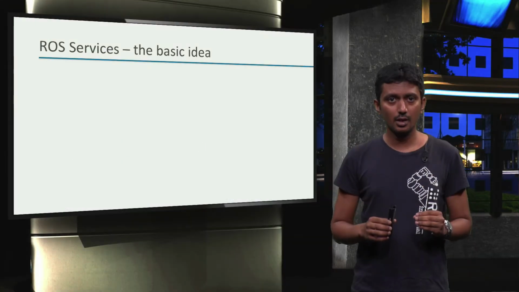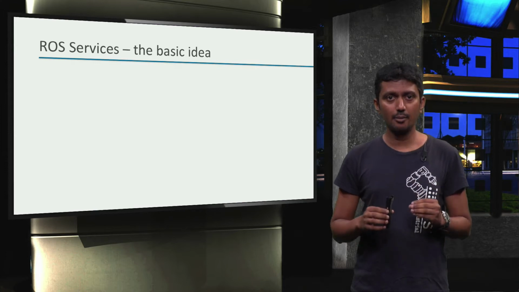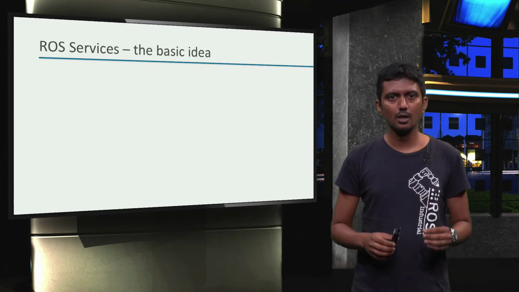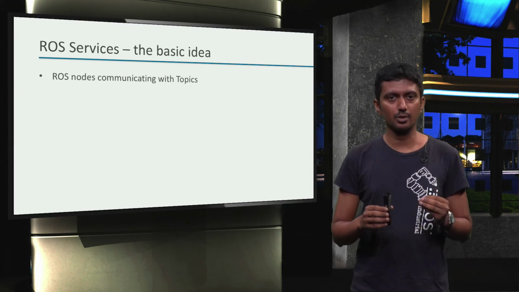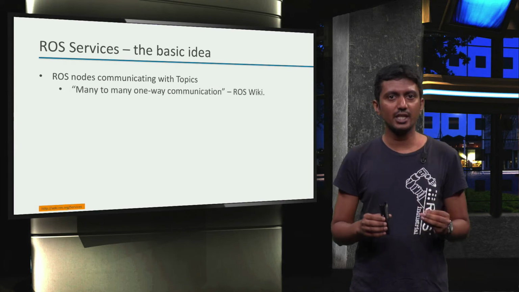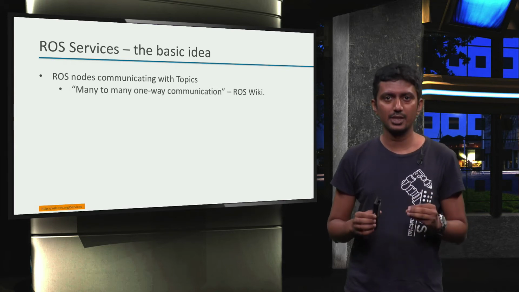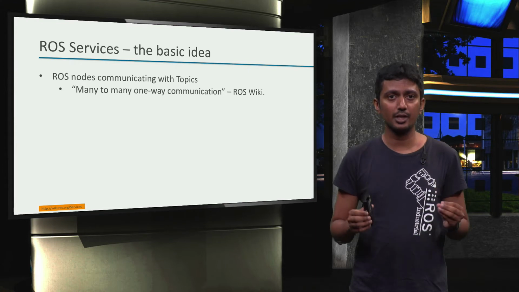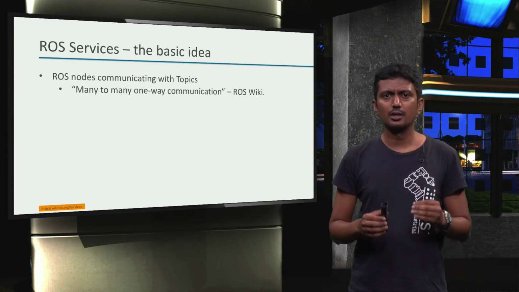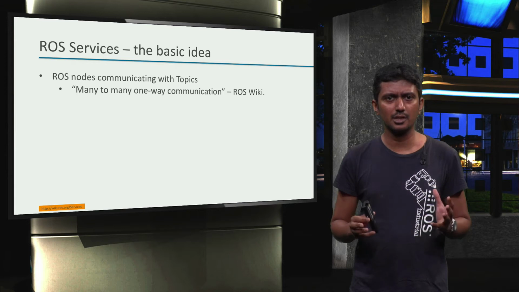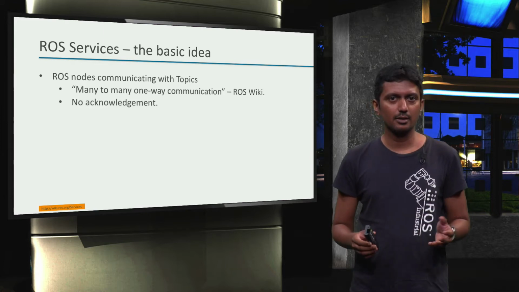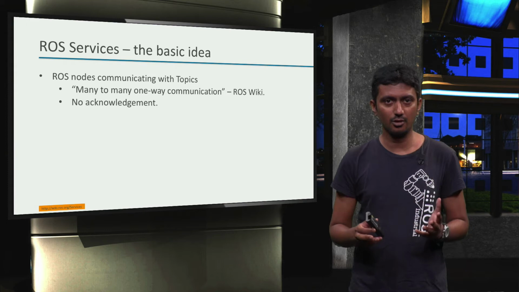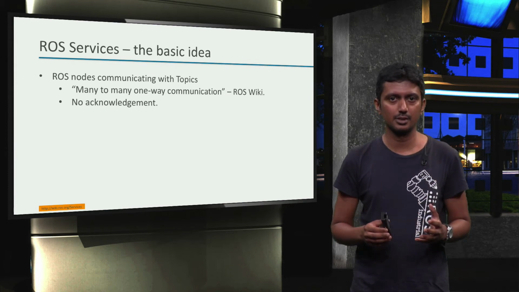In this video, we will learn about the basic idea behind ROS services. So far, we used ROS topics to communicate information between nodes. As the ROS wiki aptly describes, ROS topics are many-to-many one-way communication infrastructures. They are similar to those hundreds of email newsletters that we knowingly or unknowingly subscribe to, but process only a very selected few. Basically, there is no application level acknowledgement involved when exchanging information via topics.